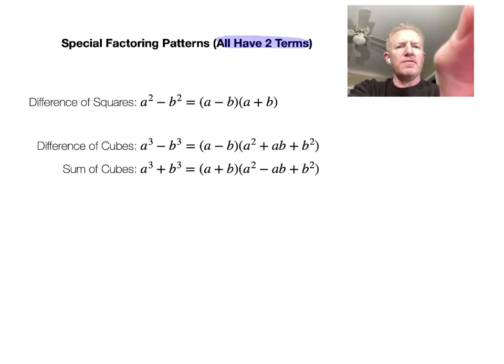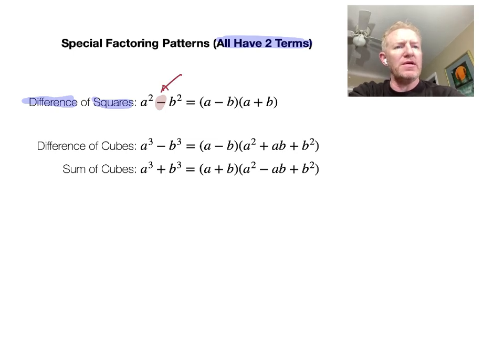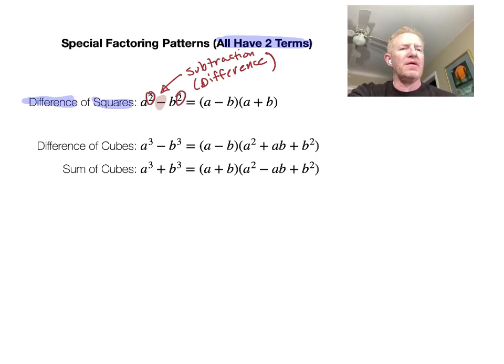The first one is called the difference of 2 things that are squared, or the difference of squares, we abbreviate it. The difference is because it's going to be a subtraction problem. It will be something squared, and we call it difference because subtraction is the same thing as find the difference between 2 things. So they call it the difference of squares. And so you can see it's 2 things that are squared, and they are subtracted. And you just figure out what they squared and do an a minus b, and what they squared and do an a plus b. That's our easy one.